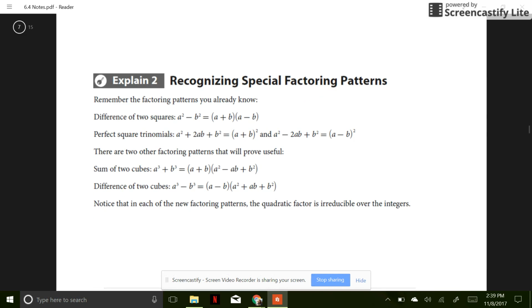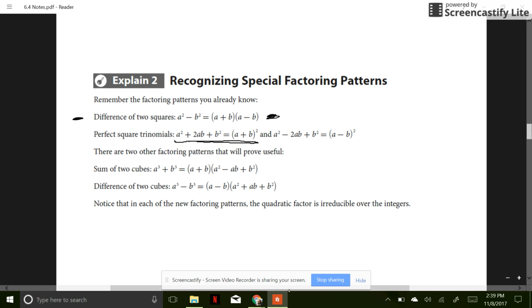So a couple special factoring patterns. Again, the difference of squares, that's one you'll see a lot and you should already know and be able to recognize. A couple other perfect square trinomials you'll see often is this one. So if you've got two perfect squares in your sum, it's probably going to become something squared.